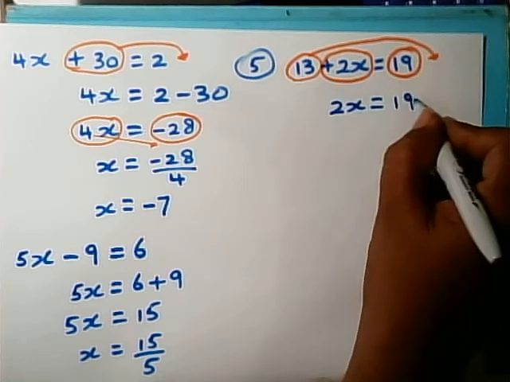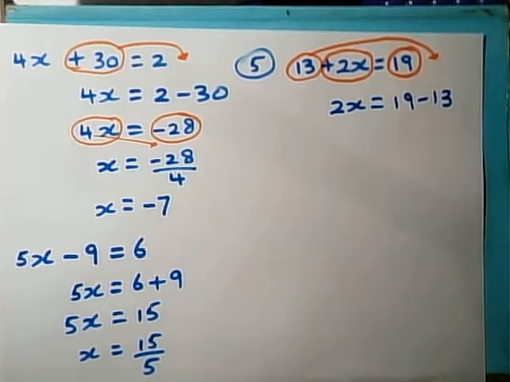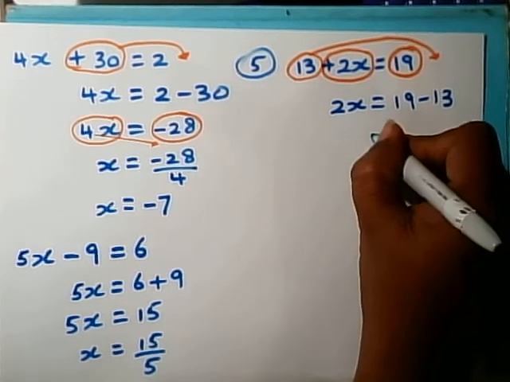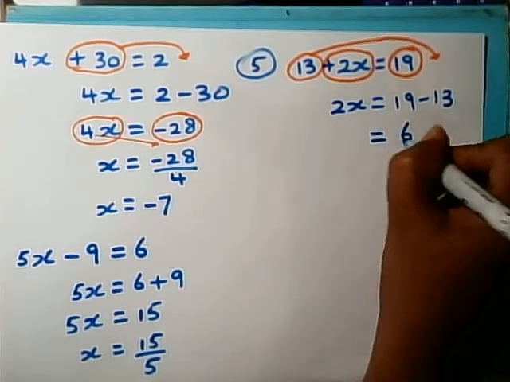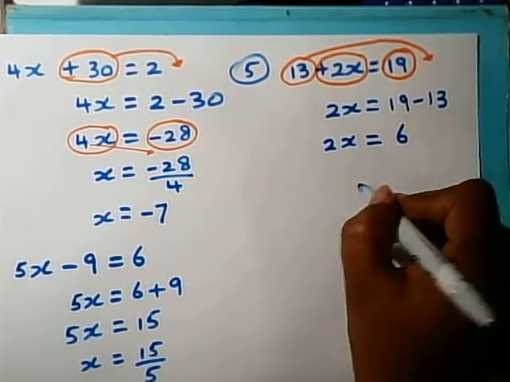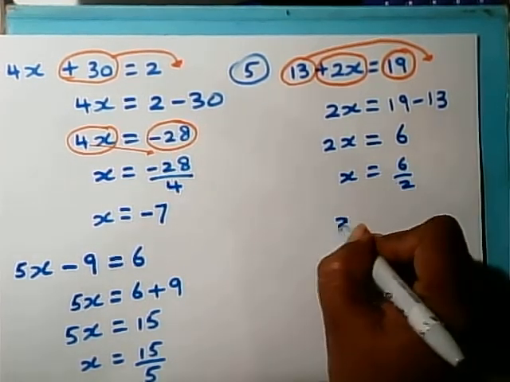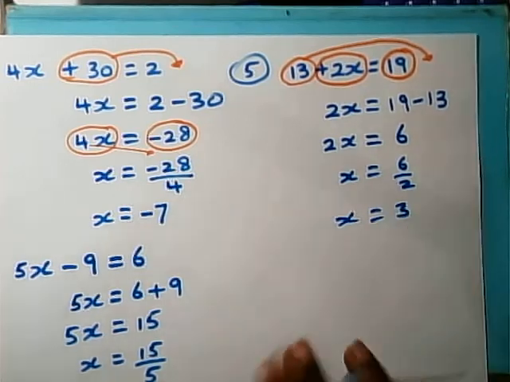19, we have minus 13. 19 minus 13 should be 6. 2x is equal to 6. X is equal to 6 over the 2. X is equal to 3.